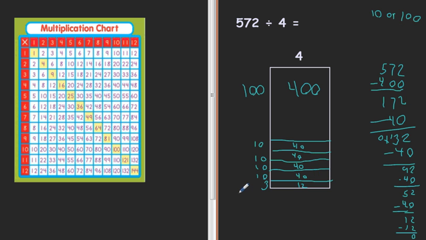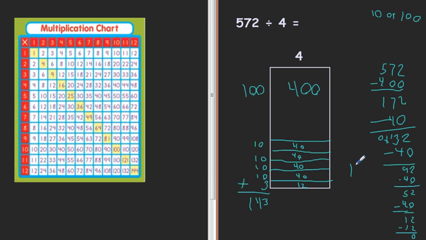So now all I have to do is simply add all of these partial quotients together. So 0 plus 0 plus 0 plus 0 plus 0 plus 3 is 3. 0 plus 1 plus 1 plus 1 plus 1 is 4. And 1 plus nothing else is 1. So 143 would be my quotient. But I still need to check to make sure it's right.